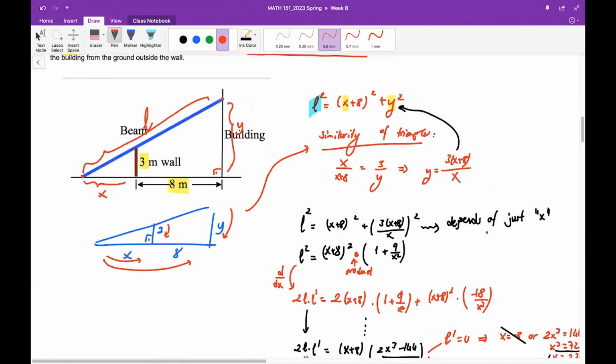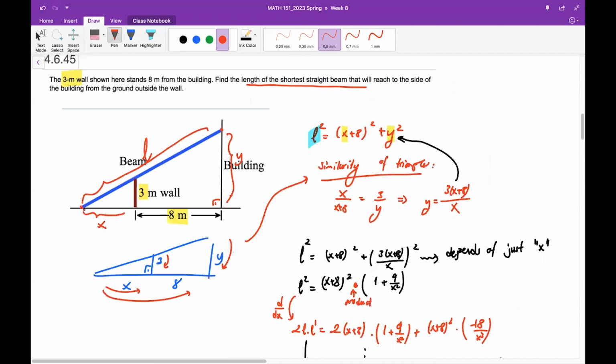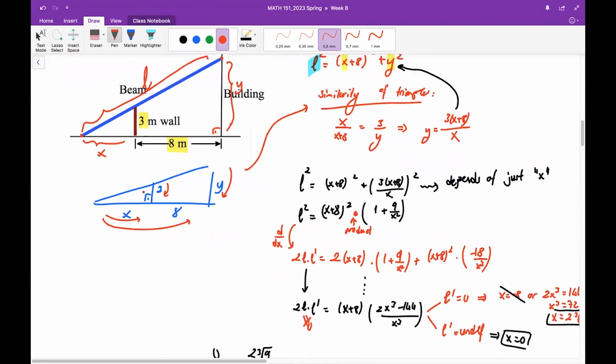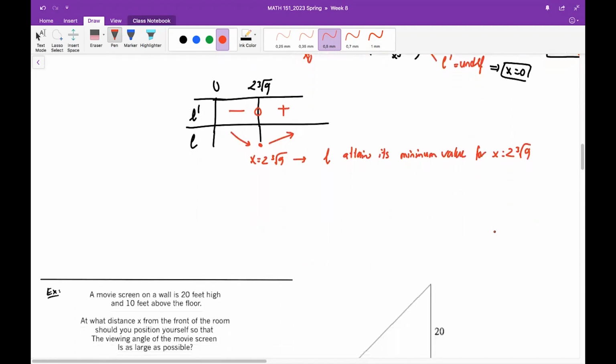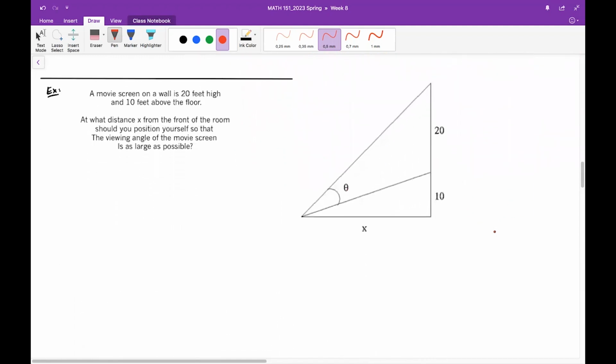We were searching for the shortest length of this beam that will reach to the building from the ground, and the length becomes shortest if you choose the x length here as this number. Okay, so this is the answer. Let's look at the next example and then we can take a break.